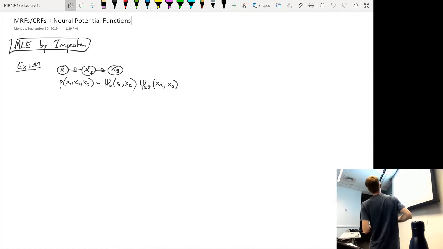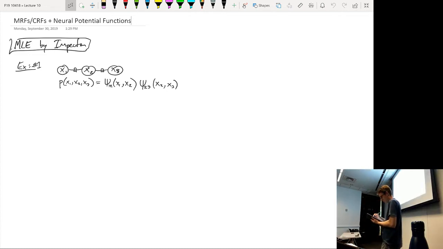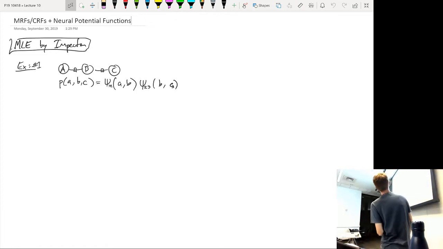Before we get too far here, why don't we get rid of these x's and use some simpler letters? This will just be annoying, hard to read. Let's say instead that we have random variables A, B, and C. So we have probability of A, B, and C, psi of A, B, psi of B, C. That way you don't have to squint quite so hard to see the subscripts. Okay, so same model as before, but easier notation.